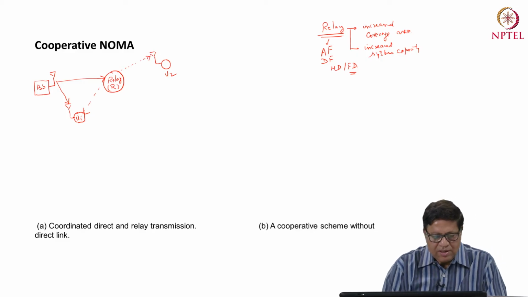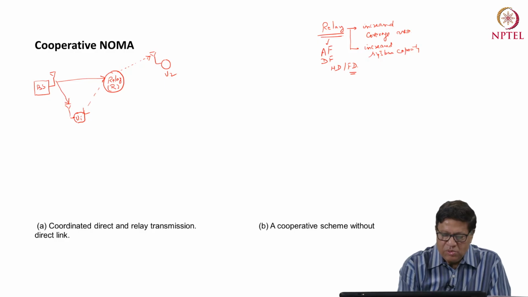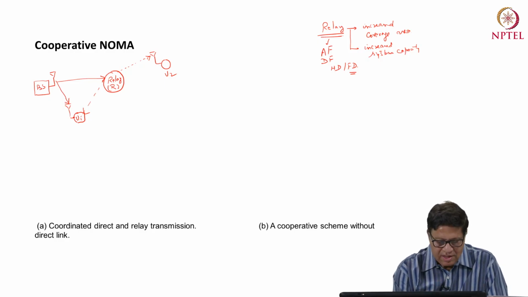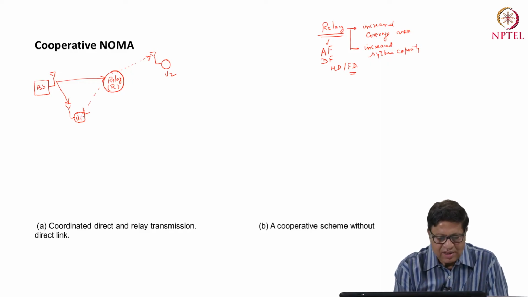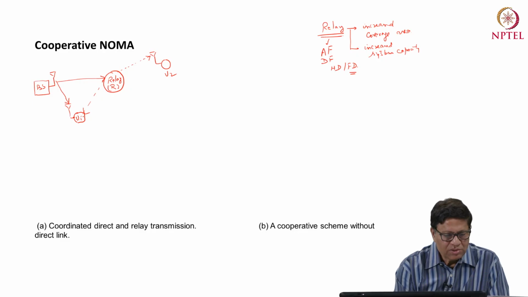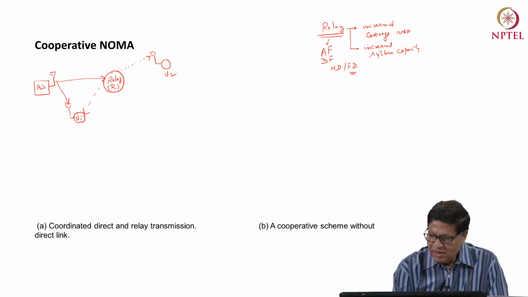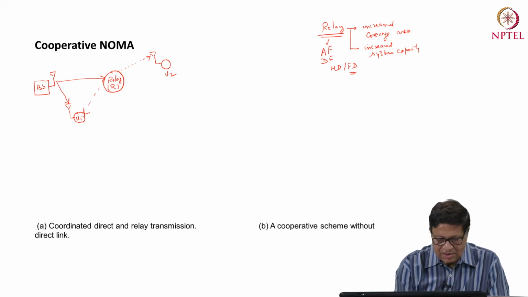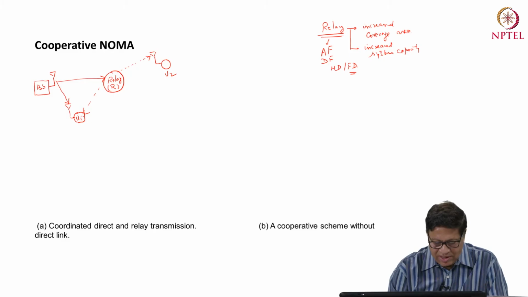So by putting this relay, you are able to increase the coverage area, and also the performance can be increased because U1 is getting signals directly from the BS, and also getting signal from the relay. So this might result in increase of system performance or system capacity. So this is an example of a coordinated direct and relay transmission with direct link.